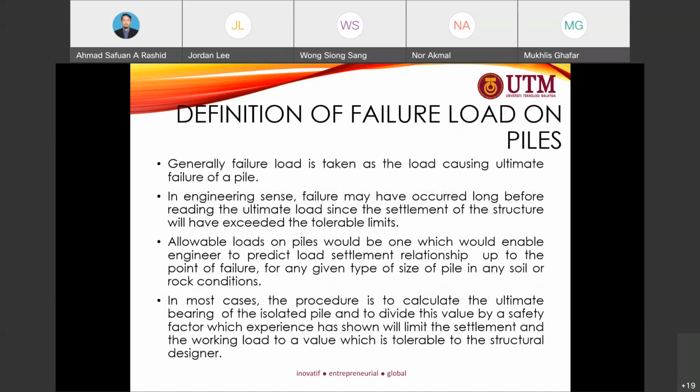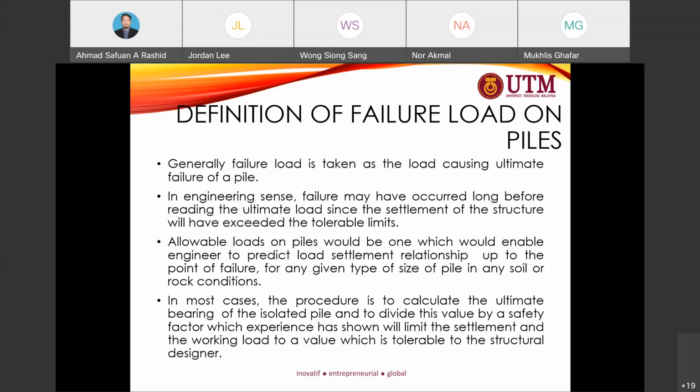Definition of failure load on pile. Generally, failure load is taken as the load causing ultimate failure of the pile. In an engineering sense, failure may have occurred long before the reaching of the ultimate load, since the settlement of the structure will have exceeded the tolerable limit.